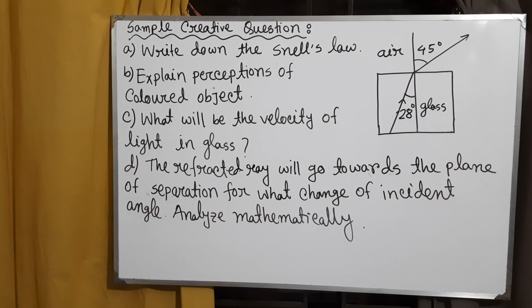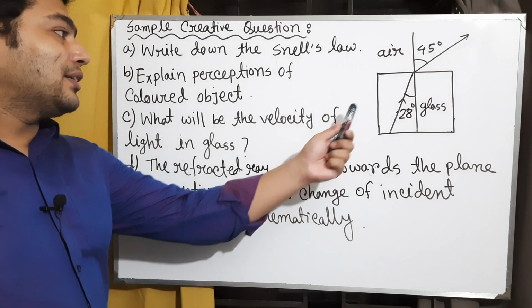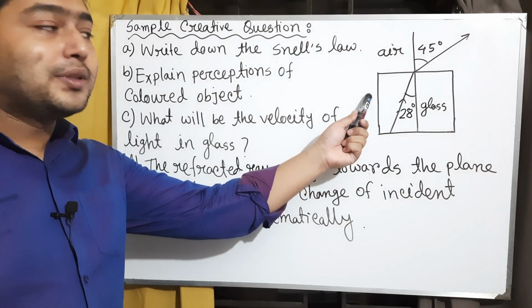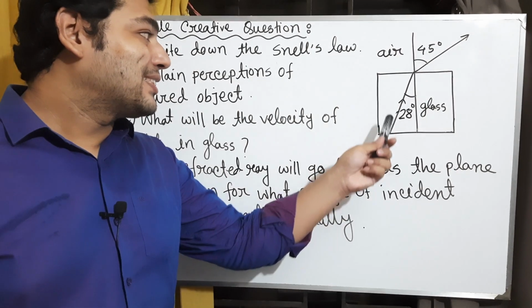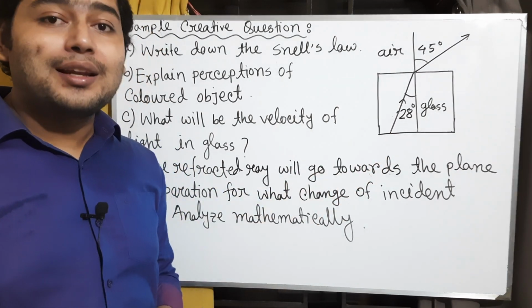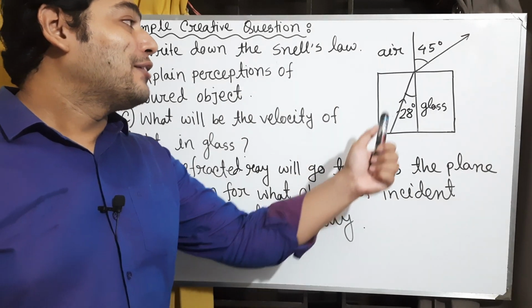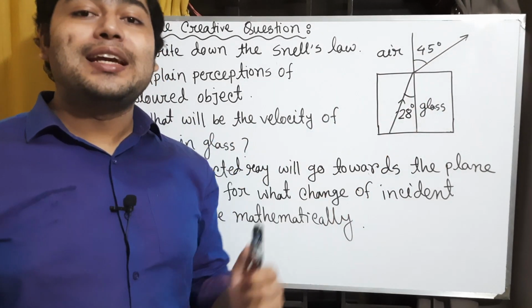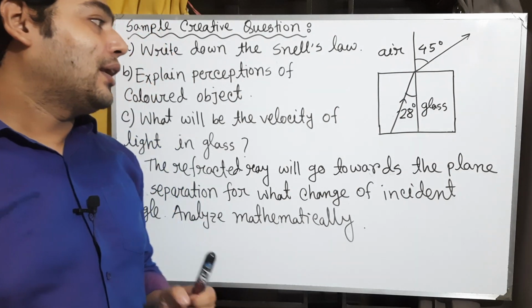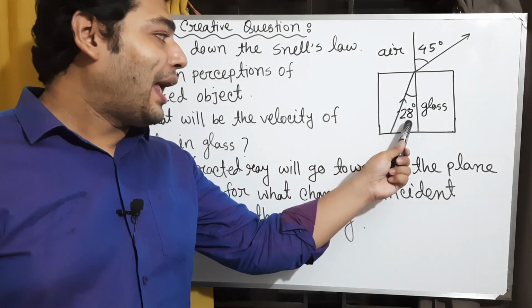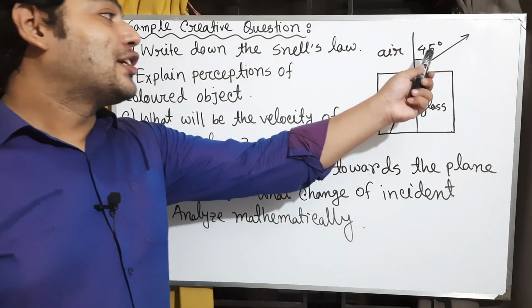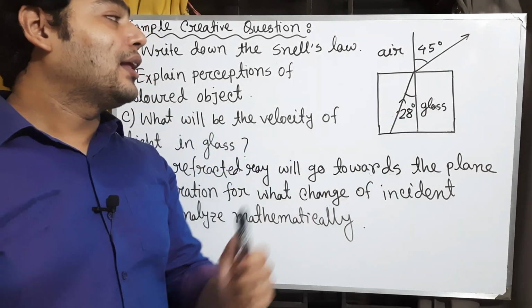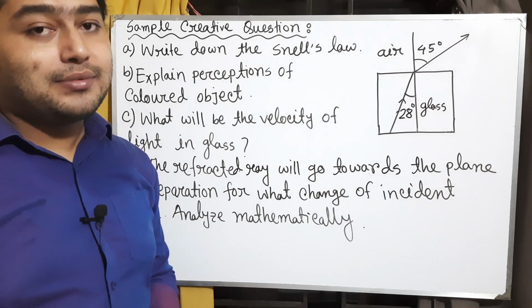So, dear boys, this is our today's creative question, and that is the stem of this creative question. Here, a light ray is incident from the glass medium and refracted to the air medium. Okay, and here the incident angle is 28 degrees and the refracted angle is 45 degrees.